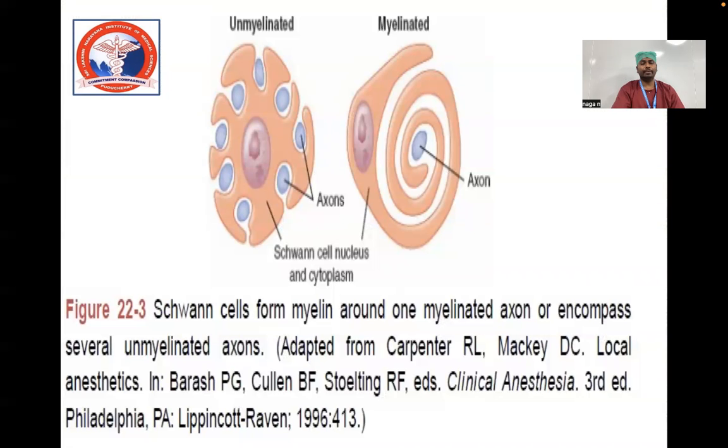Here we can see the myelin around one myelinated axon and how it goes. The cross section also shows myelinated and unmyelinated sheath, both shown in one figure. Here one axon is centrally placed, that is the myelinated sheath. The unmyelinated sheath is not covered properly and multiple axons are there.